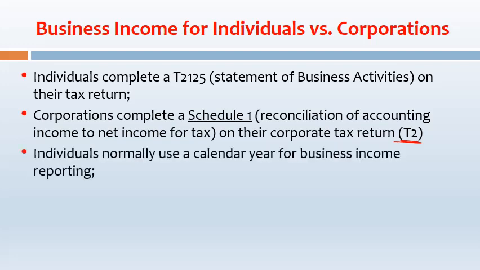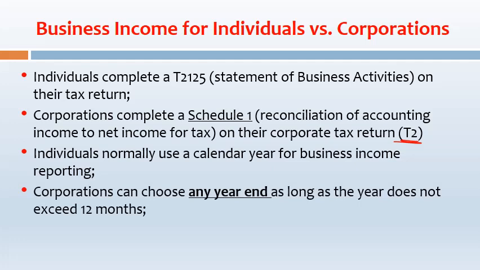Now, individuals normally use a calendar year for business income reporting, whereas corporations can choose any year-end as long as it doesn't exceed 12 months. The example that we're going to look at, they've chosen a December 31st year-end, but please note that this isn't necessarily required for corporations. Corporations can choose any year-end. So frequently you'll see a year-end that is June the 30th or July the 31st or something along those lines.